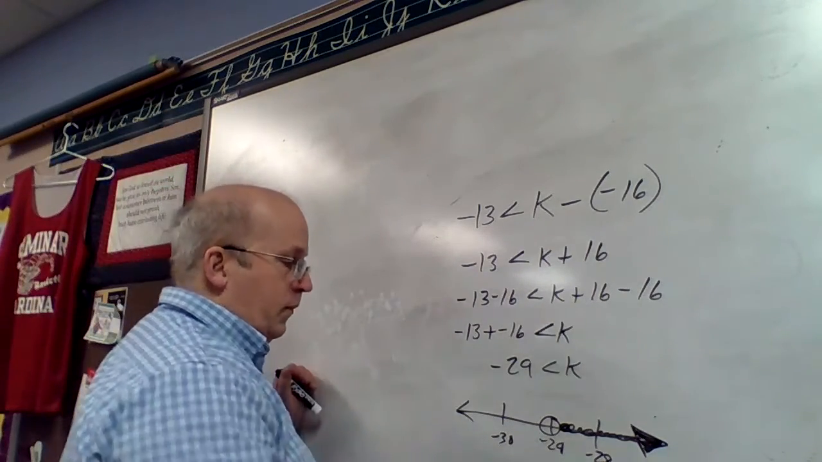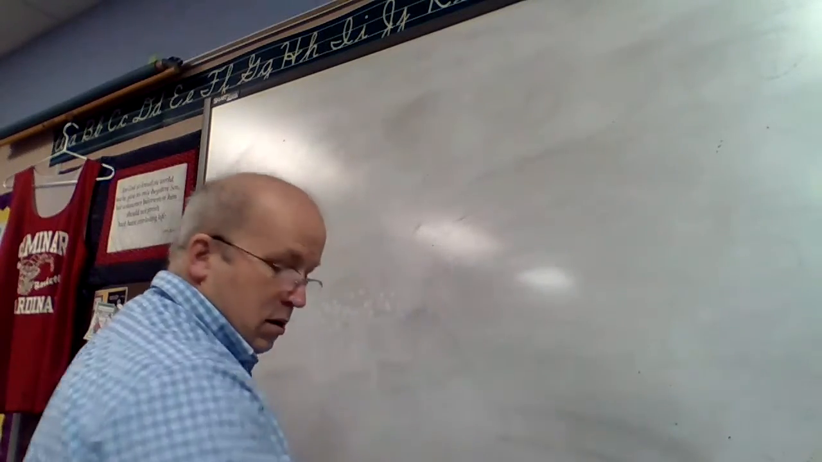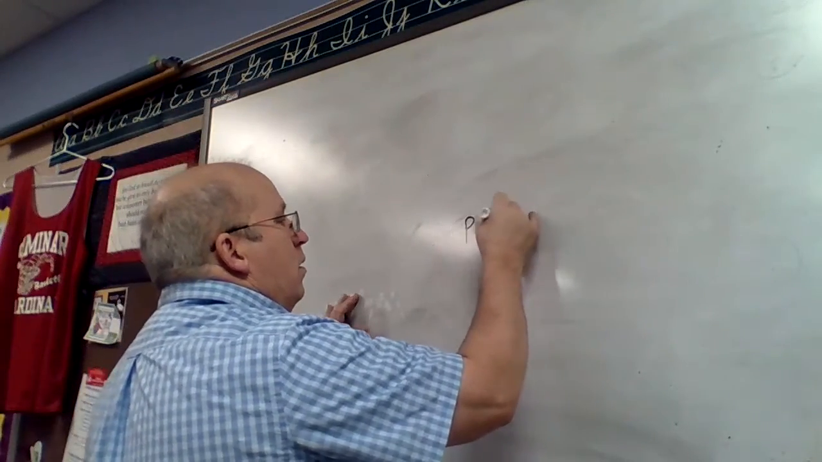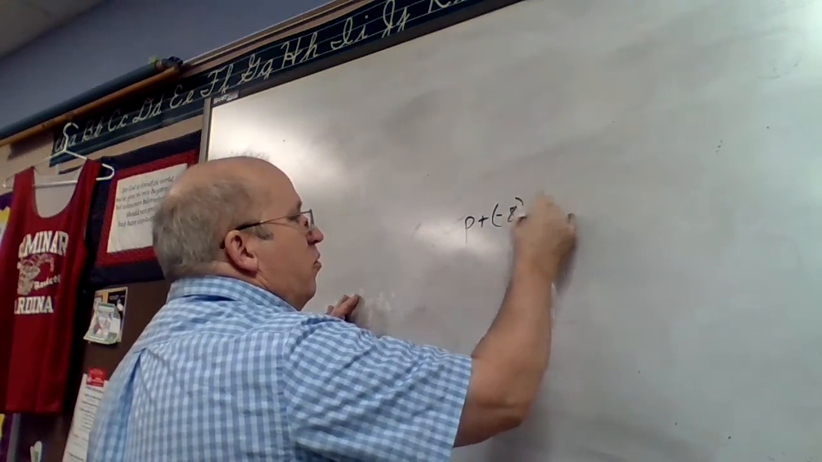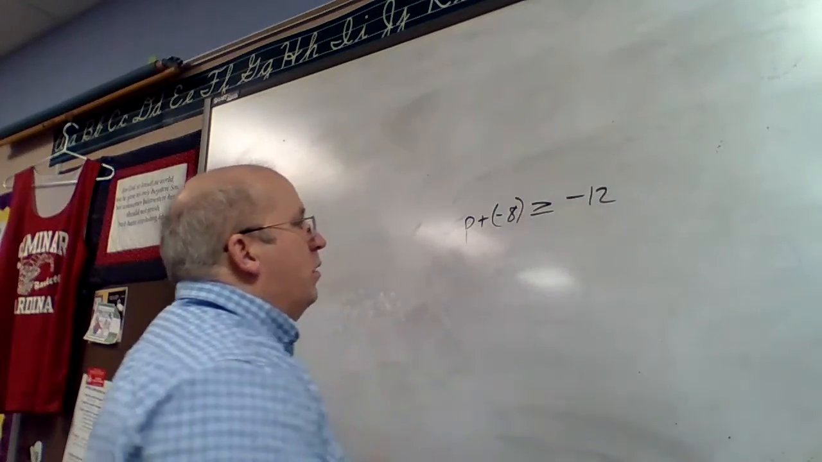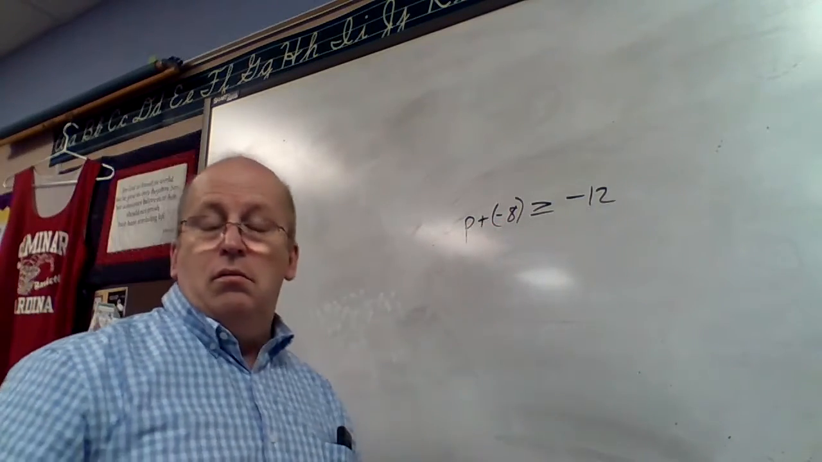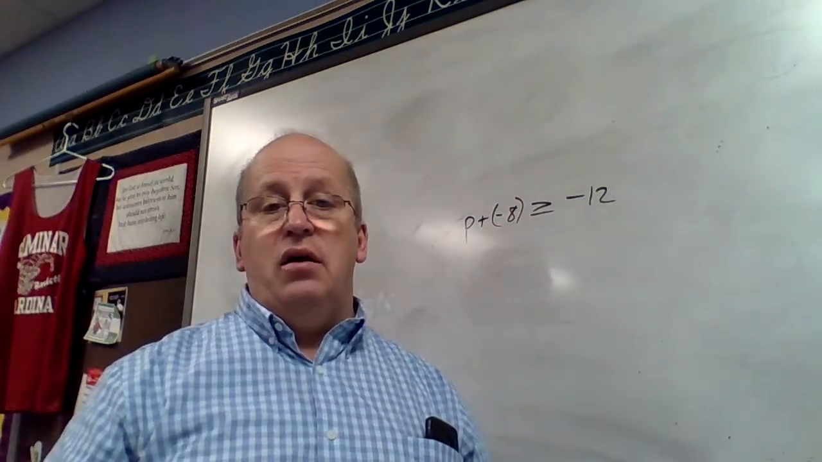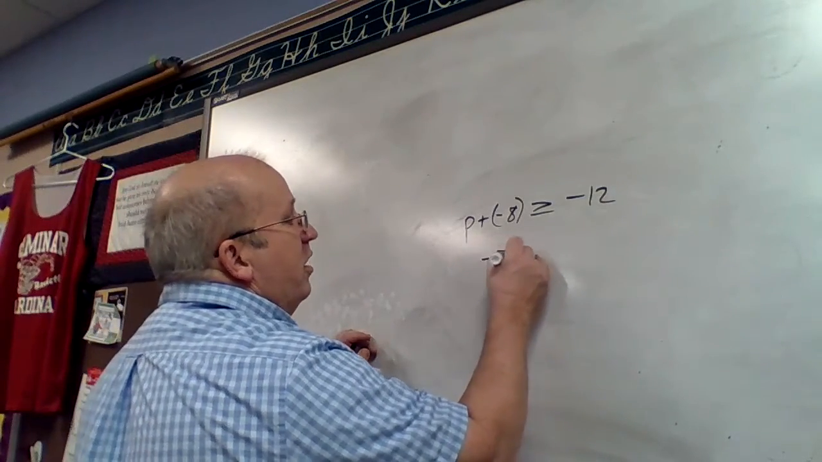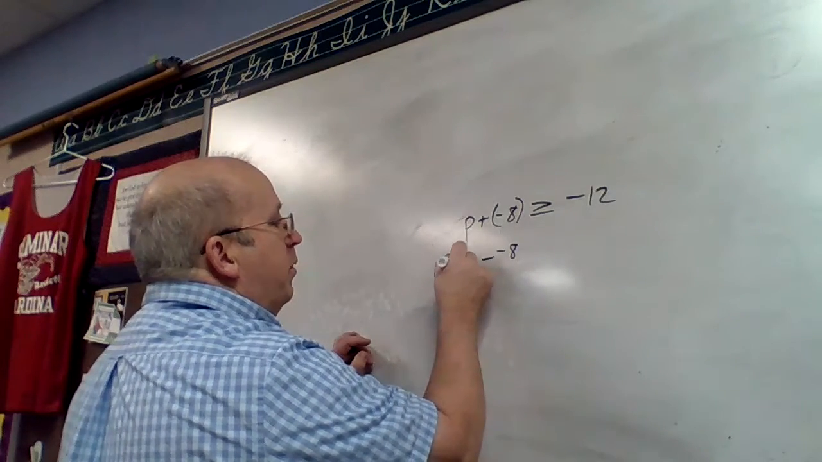Okay. Now how about something like this? p plus a negative 8 is greater than or equal to negative 12. How would I handle that? Well, what's the opposite of adding a negative 8? Isn't the opposite of this subtracting a negative 8? Yeah. So I'm going to do that, and I'm going to do it to both sides.